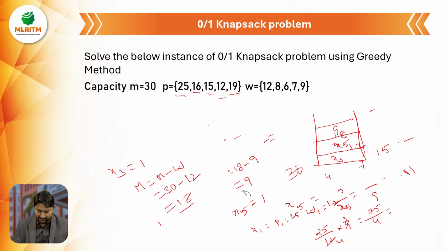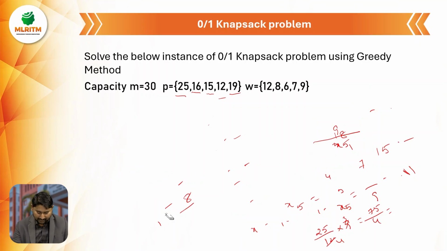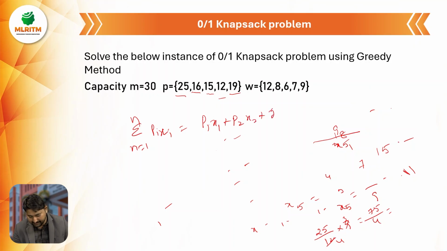Okay. So what is the maximum profit? What is the maximum profit? Okay. So what is the formula? Sigma of i equal to 1 to n, p of i into x of i, that equals p1 x1 plus p2 x2 plus p3 x3 plus p4 x4 plus p5 x5. Okay, which one is filled? So p1 is filled 75 by 4.